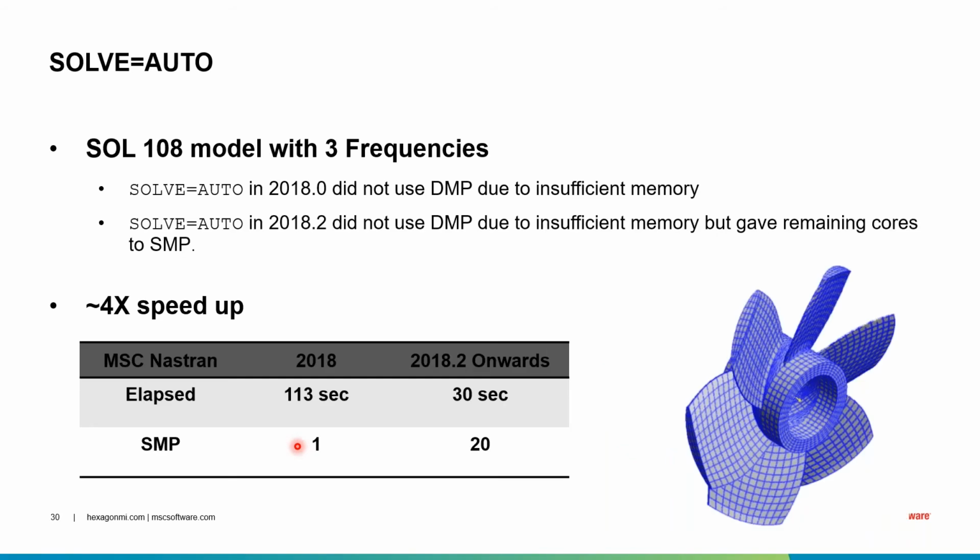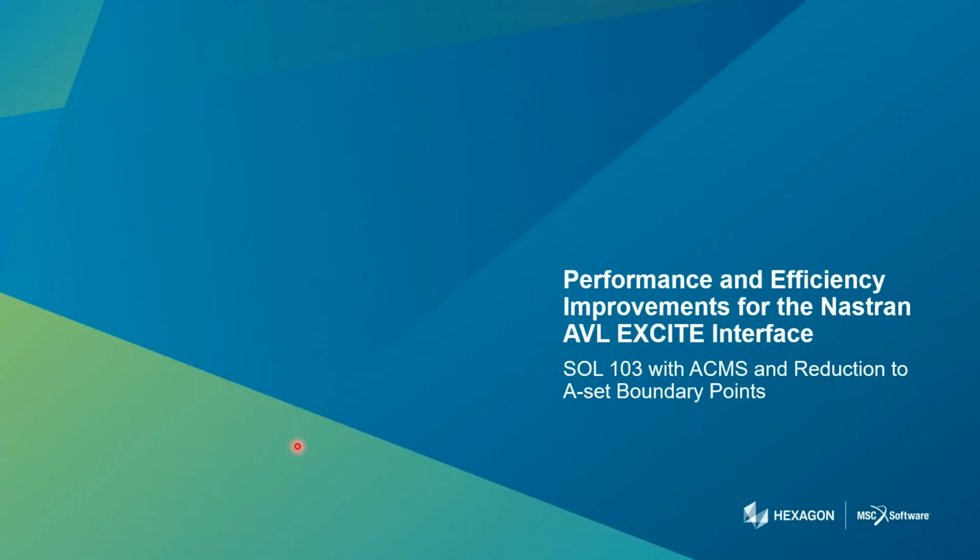And then here is another model, a solution 108 model with 3 frequencies. Solve equals auto in 2018 did not use DMP due to insufficient memory, whereas with this one, it also did not use DMP due to insufficient memory, but gave the remaining cores to SMP. And that brought the speed up to 4 times with solve equals auto. So these are some of the benchmarks.